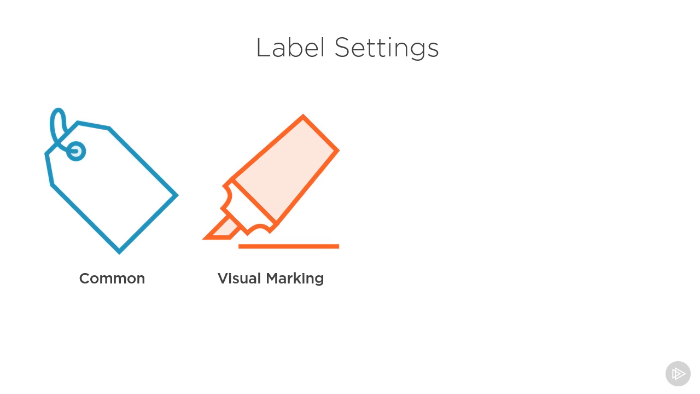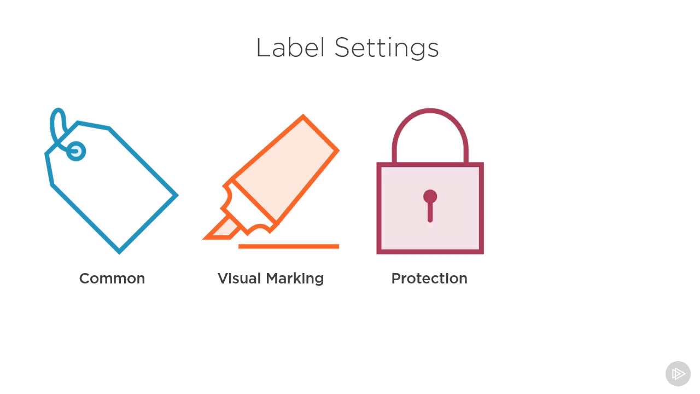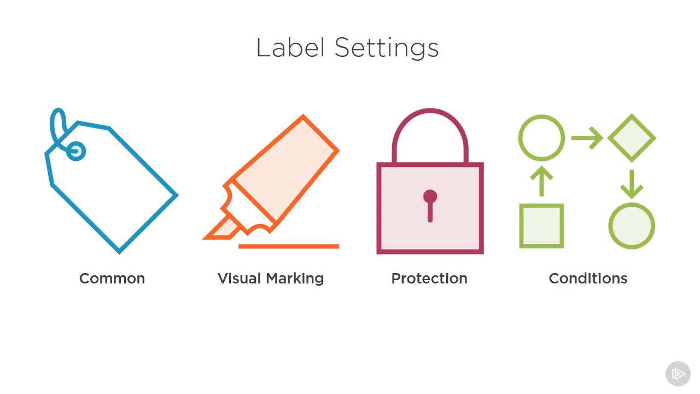And that could be in the form of a header or a footer that gets applied, or even a watermark across the document to let people know that a document has been classified in a particular way. The next section will deal with protection, and we'll get to that in a few slides, but just understand that labels are where you can configure what type of protection should be applied when that label's applied. And then finally, conditions. The conditions section makes it easier to detect certain data types within a document and suggest or automatically apply labels that go along with that data type.